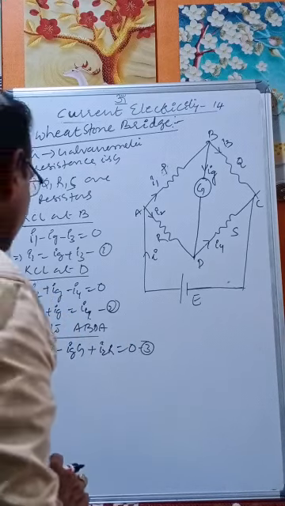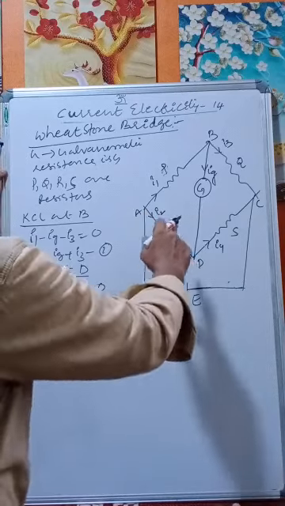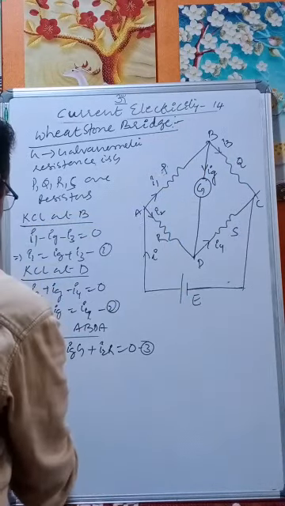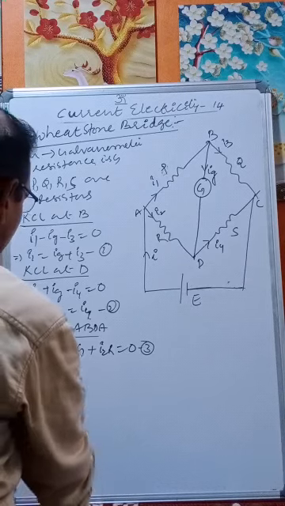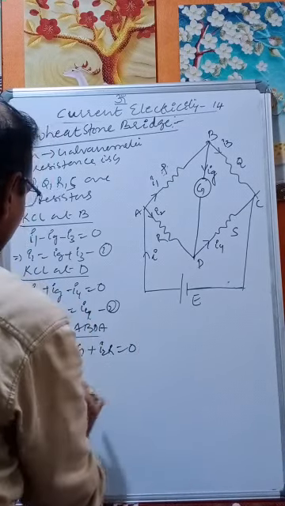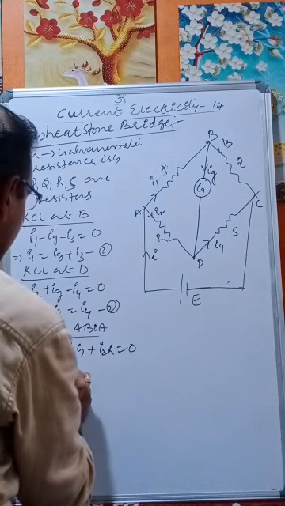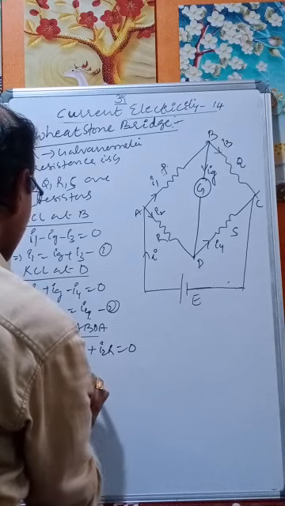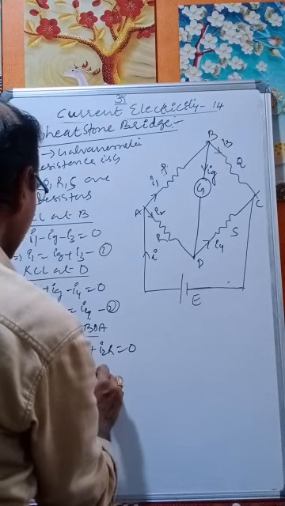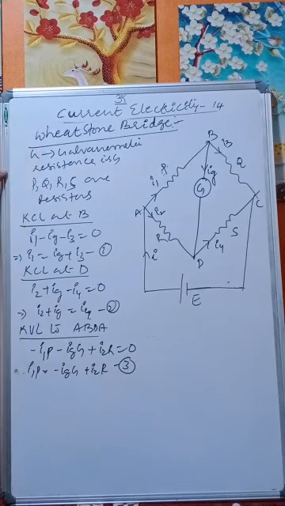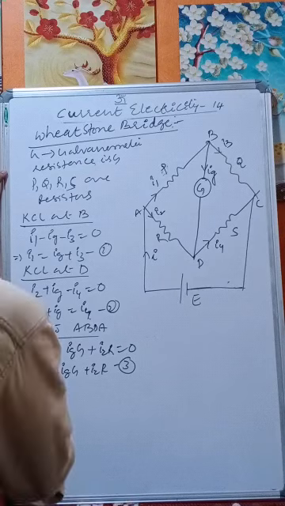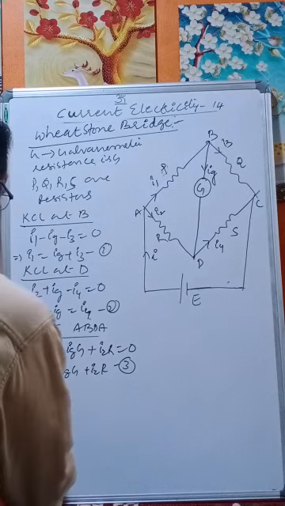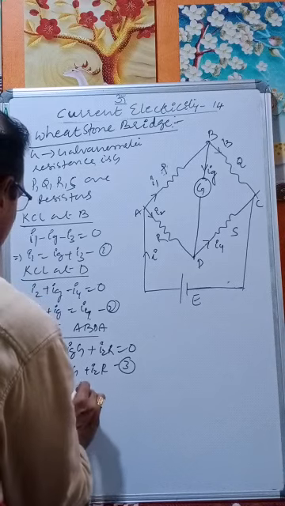Let me keep it aside. No problem. Next one, for the loop of BCDB, apply KVL. Let us simplify this one. Therefore, I1P is equal to I2R minus IgG. That is, I1P is equal to minus IgG plus I2R. Call this equation 3.